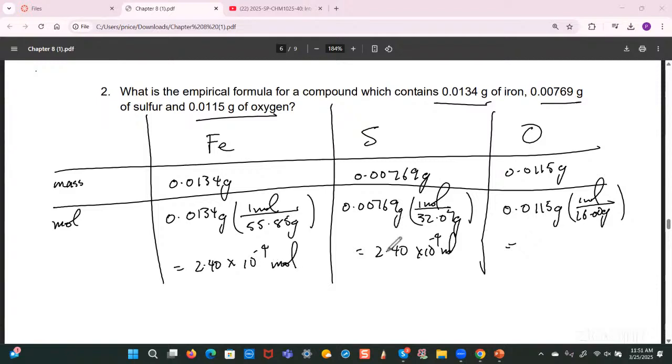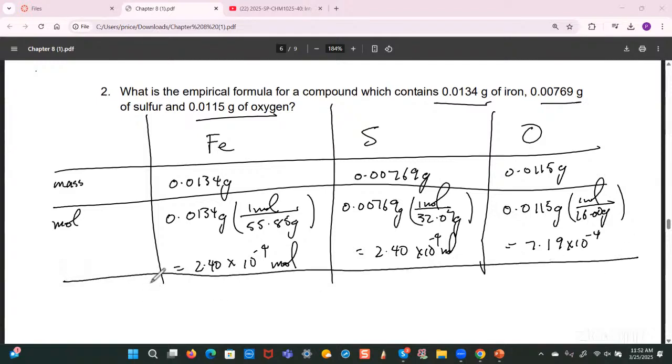And then in the case of oxygen, it's 0.0115 divided by 16. The answer I got here is 7.19 times 10 to the minus 4. And again, folks, please check to make sure I'm doing the right thing, because of course I'm only human and I can make errors. So do these calculations along with me so that you keep me on my toes. But these are the answers I got for calculating the moles of each element present.